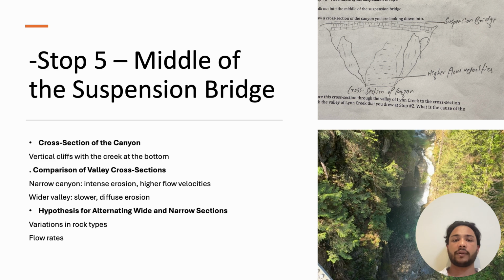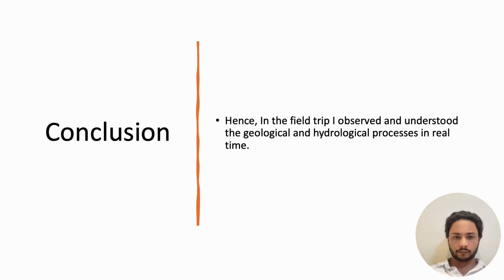We hypothesized that variations in rock types, flow rates, and historical geological events contributed to the alternating wide and narrow sections of Lynn Creek.